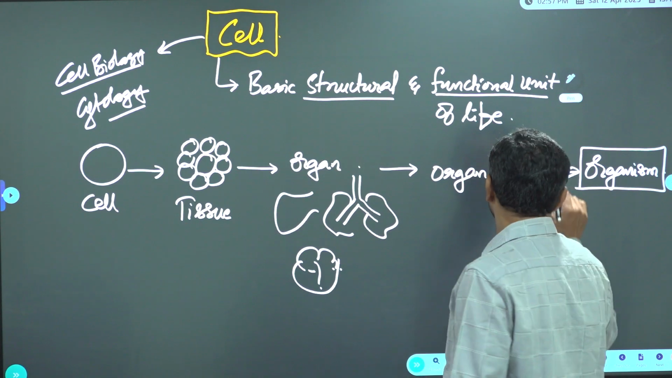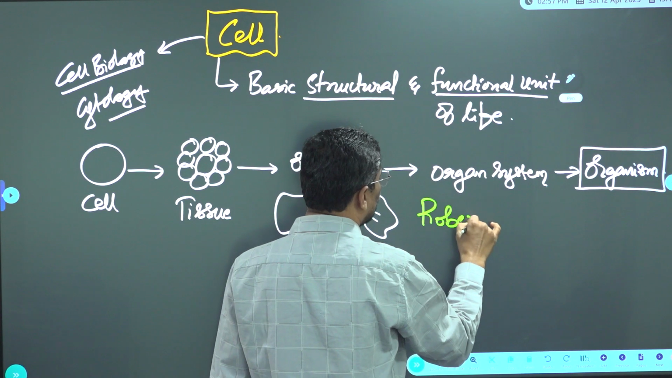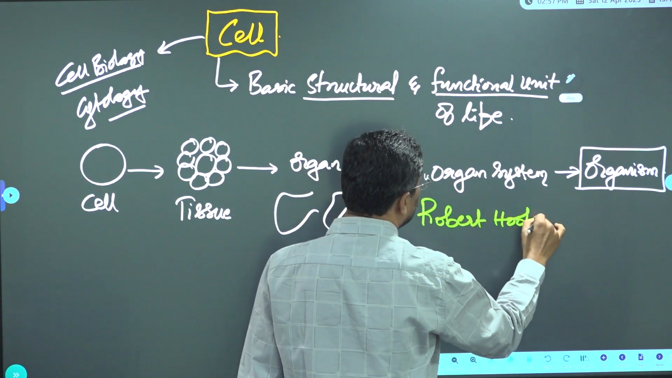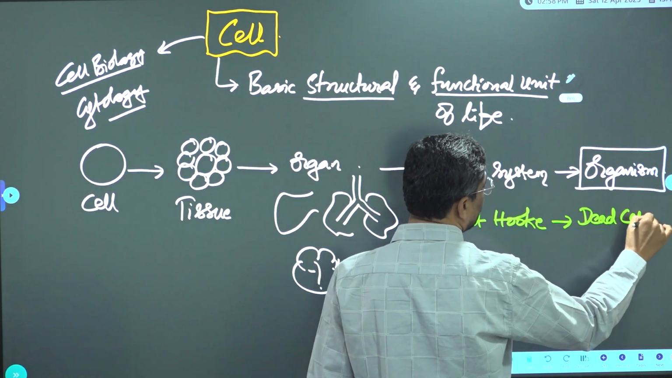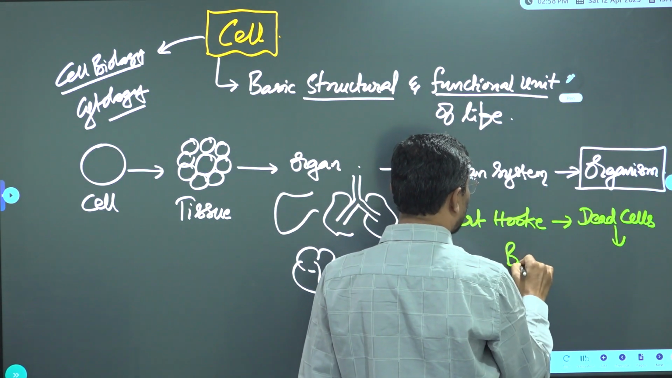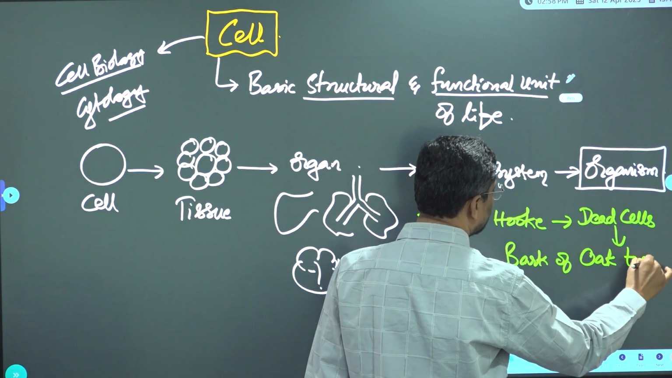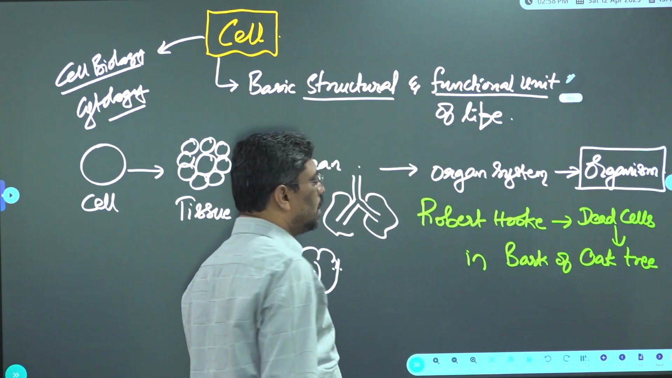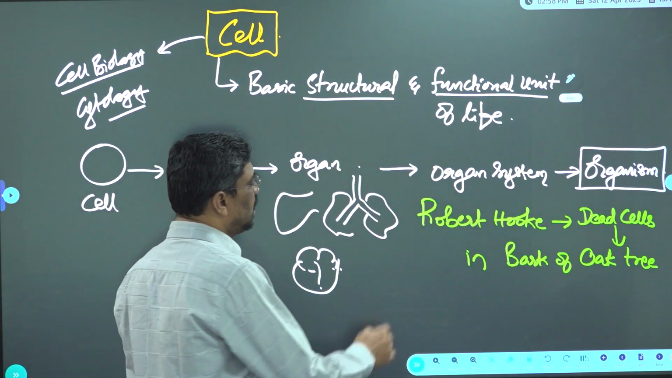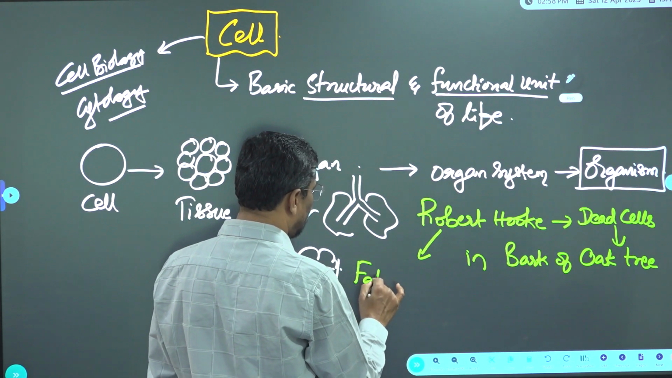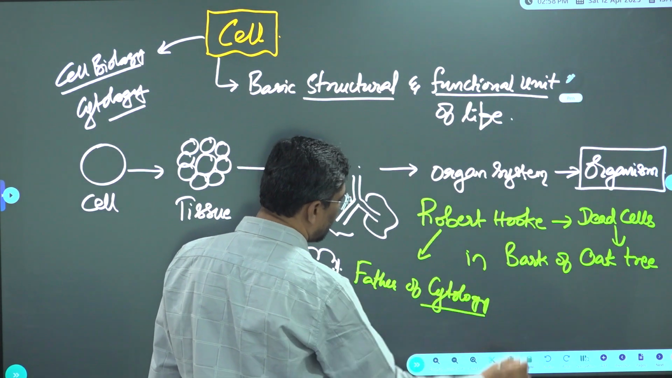For the first time, a scientist called Robert Hooke discovered the dead cells in the bark of oak tree. He is honored as the father of cytology, or you can say father of cell biology.